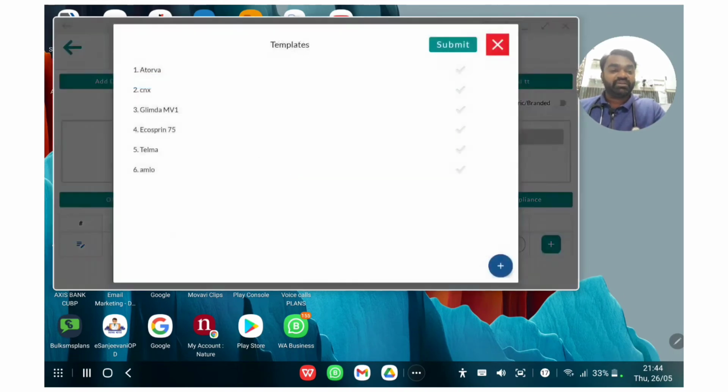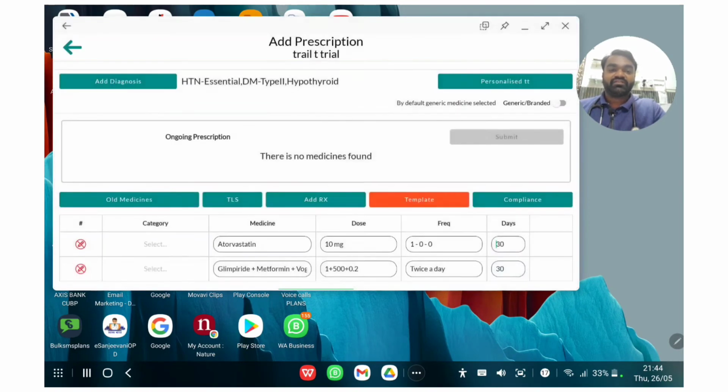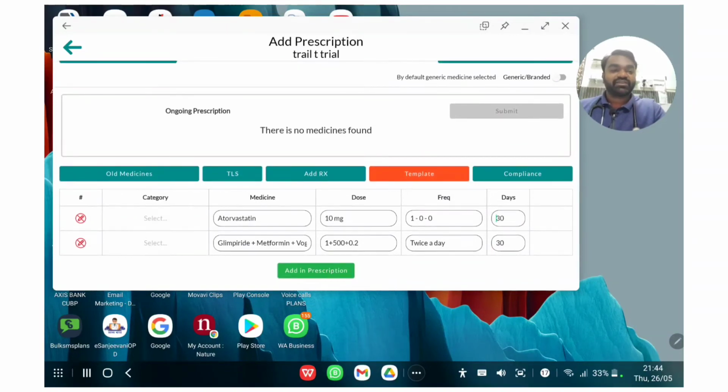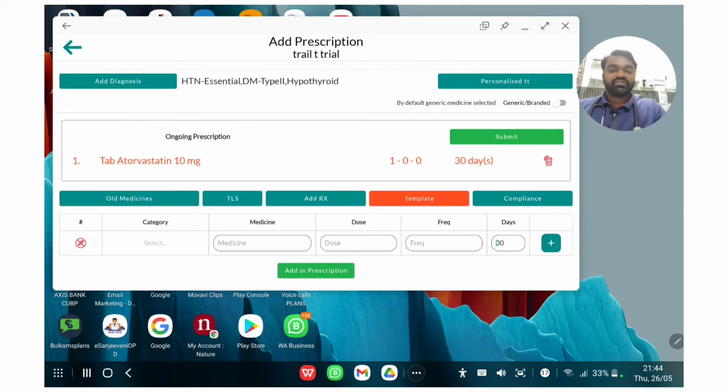You can generate templates yourself, that is also possible, and then select multiple templates as well. I'll be having a separate video on generating the templates and this complete prescription part, so you can add the medicines from your prescription part as well. Now let me come to the add RX, that is, go for the medications.